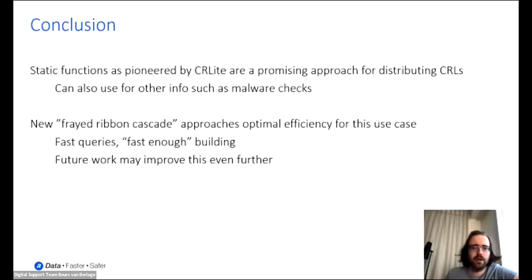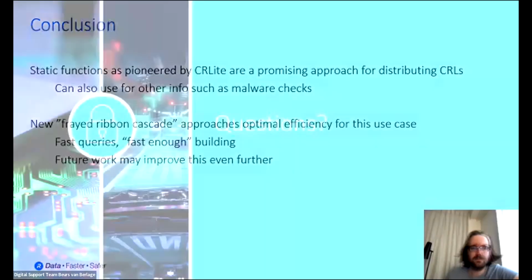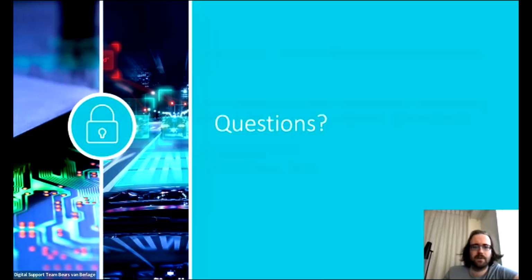But in conclusion, I think CR-Lite has demonstrated that static functions are a great approach for distributing objects like CRLs and possibly also other security information like malware databases. And this new work improves the efficiency of that by approximately 40%. And it still has fast queries and fast enough build times. And I'm looking forward to future work that improves this even further. That's all. Any questions?